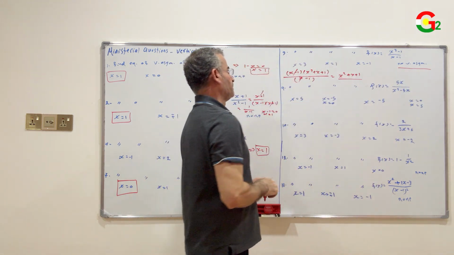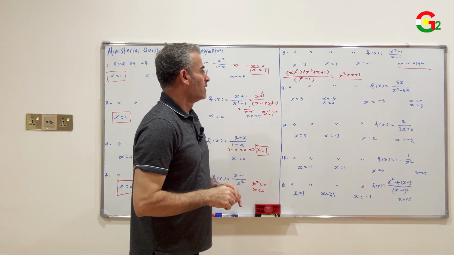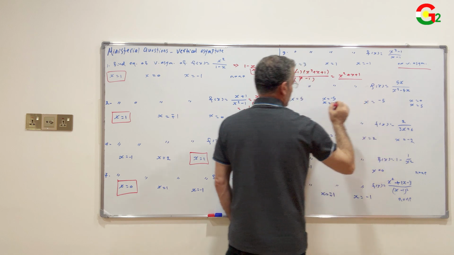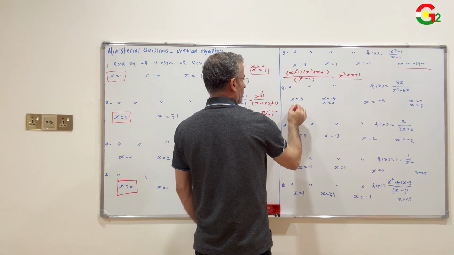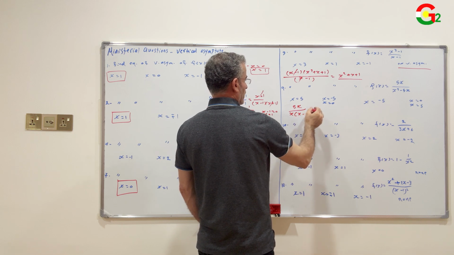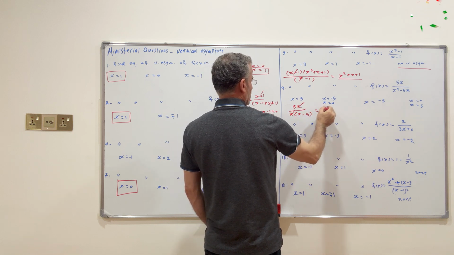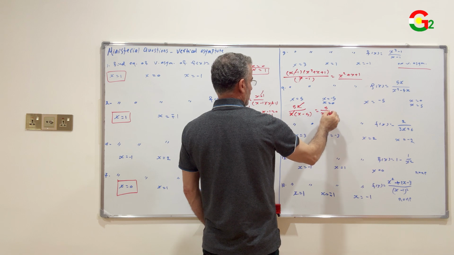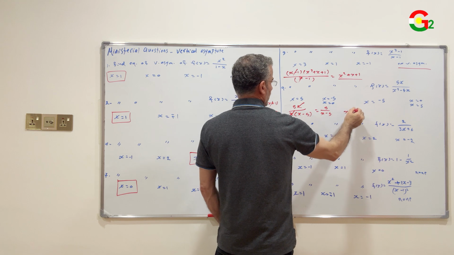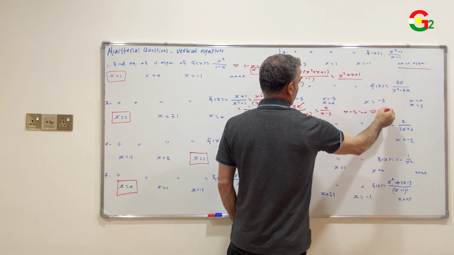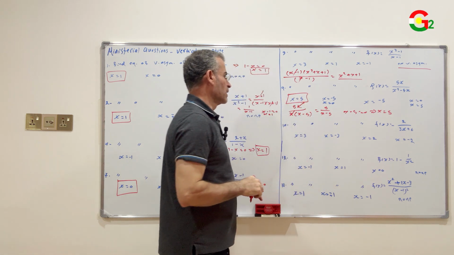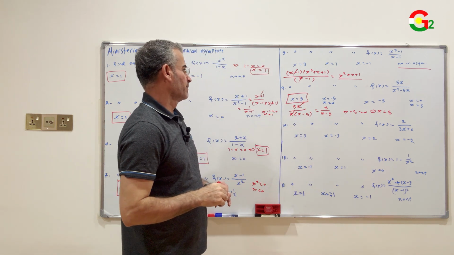Choice D. Number 9, find the equation of the vertical asymptote of this function. Factorize 5x as x times x minus 5, reduce x with x, and the answer is 5 over x minus 5. Then x minus 5 equals 0. This gives me x equal 5, the only vertical asymptote of this function.